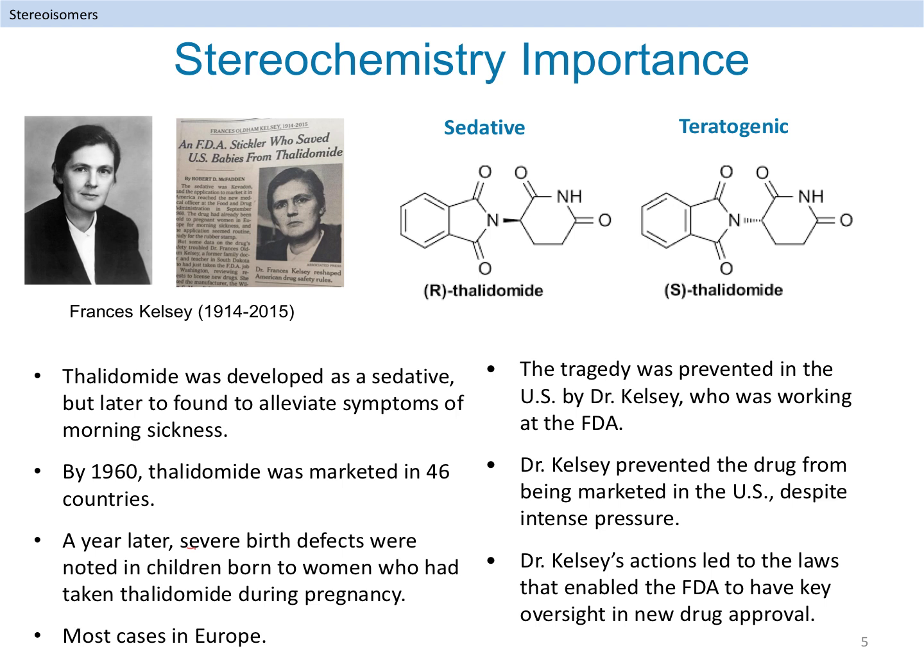These birth defects were devastating, with most cases occurring in Europe. The reason behind this tragedy lies in the stereochemistry of thalidomide. Thalidomide exists in two enantiomeric forms. One form is a sedative, while the other is teratogenic, meaning it causes birth defects. The mixture of these enantiomers in the drug led to its harmful effects.